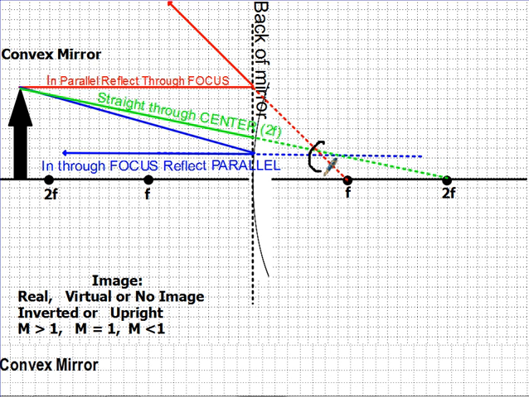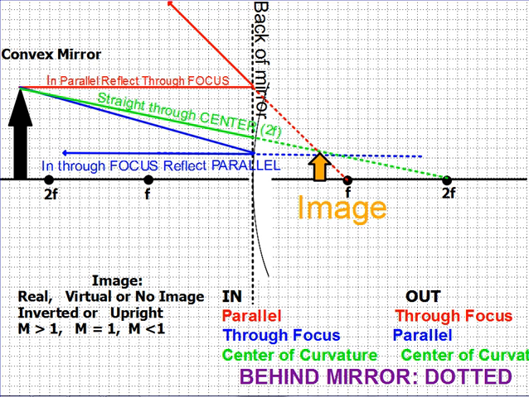And you see where these three rays intersect? That is the tip of your image. So you draw your image where those three intersect, and they're not always going to be perfect. Now let's look at this. This is upright. Let's see. It's virtual because it's behind the mirror. It's upright, and it's reduced. Every time.